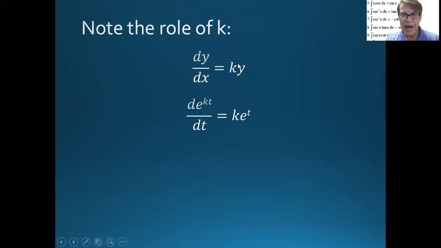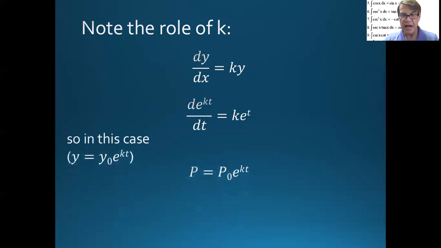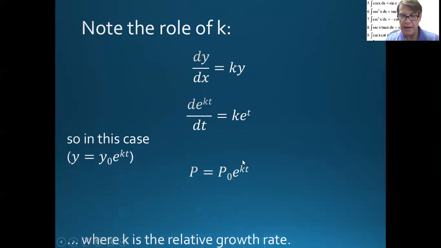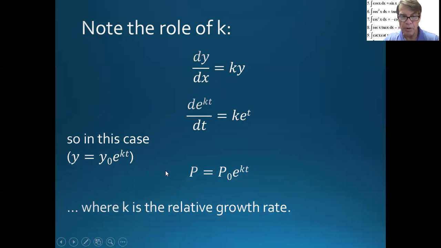And so if we ask, well, what is k in this? Well, you can see that because the derivative of e to the kt is k e to the kt, k is in fact the coefficient of t in this equation. So we can say that population equals initial population times e to the kt, where k is the relative growth rate. And I've just reminded you of the equation we ended up with at the end of the last video on exponential growth and decay.